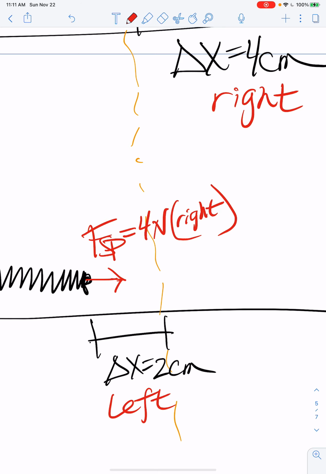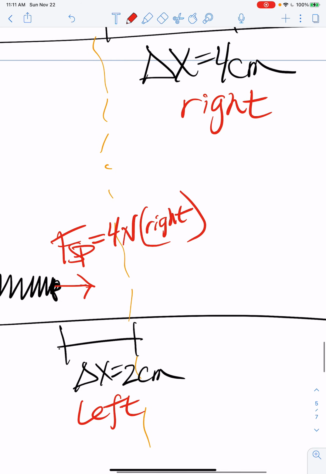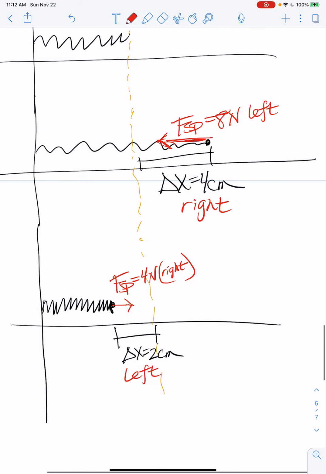4 newtons. All right. So this lecture is going too long. This is going to be 4 newtons to the right. And so you get the idea here, right?